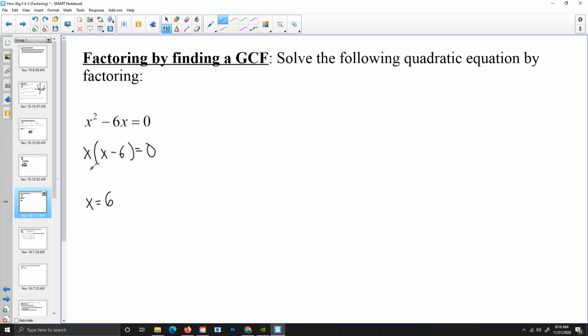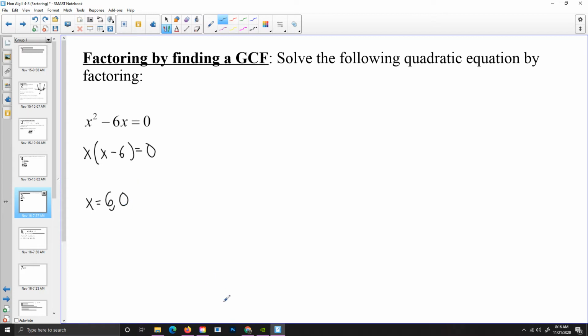What makes x equal to 0? Well, 0 makes x equal to 0. And so when I plug in 0 for x, I get 0 here. I'll get negative 6 in this factor, but 0 times negative 6 is 0.